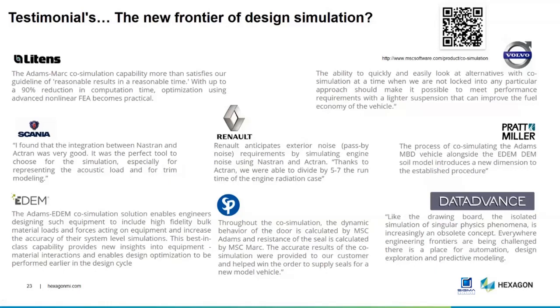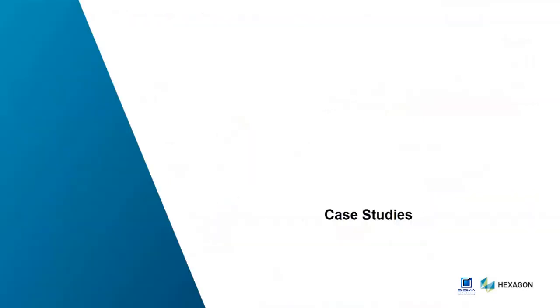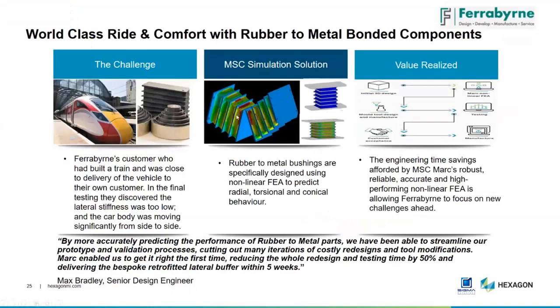Okay. Moving on to case studies. This is one of our recent case studies, done for Ferrabine. After designing everything, the customer found out that the train was having a low lateral stiffness. Because of this, the carriage was swaying too much in the lateral direction. So they wanted to adjust the rubber stiffness. They simulated this rubber-to-metal bonded product using MSC Marc, and then increased the lateral stiffness.